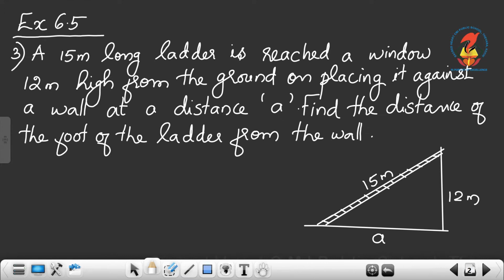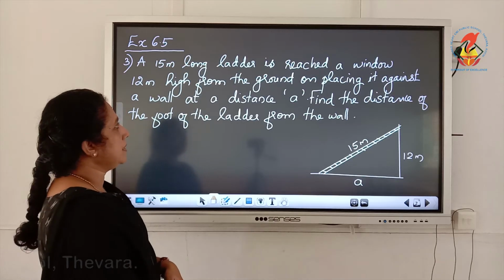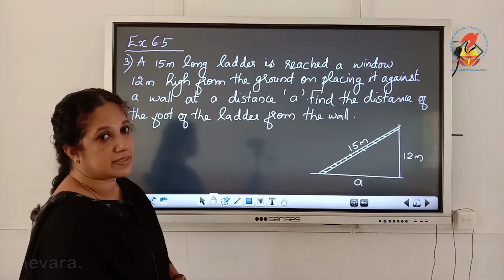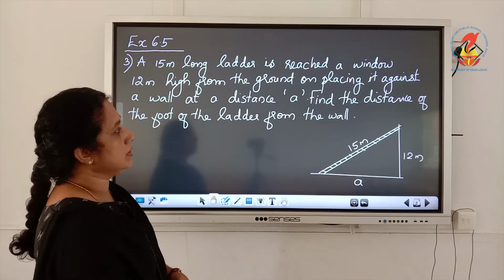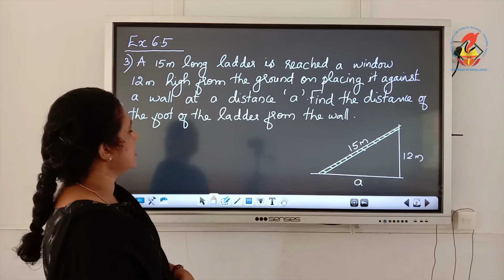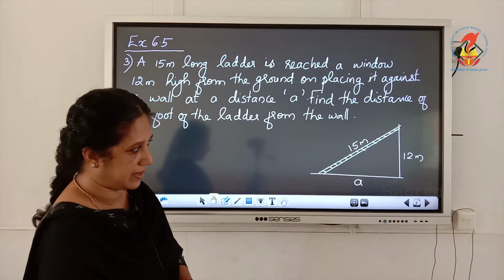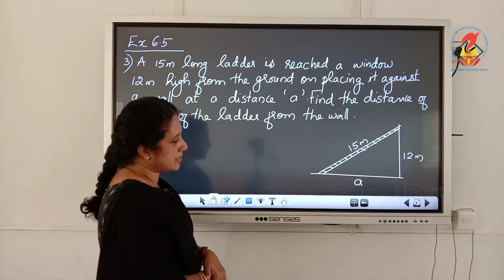A 15-meter long ladder reached a window 12 meters high from the ground on placing it against a wall at a distance A. Find the distance of the foot of the ladder from the wall. In the textbook, the figure is given.